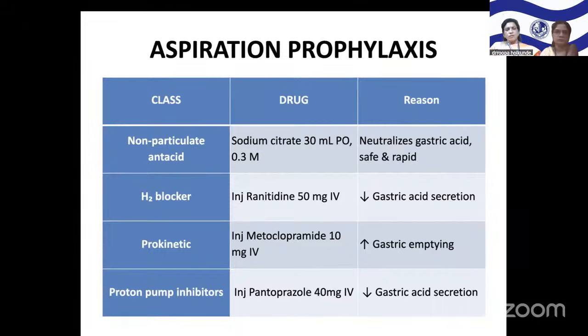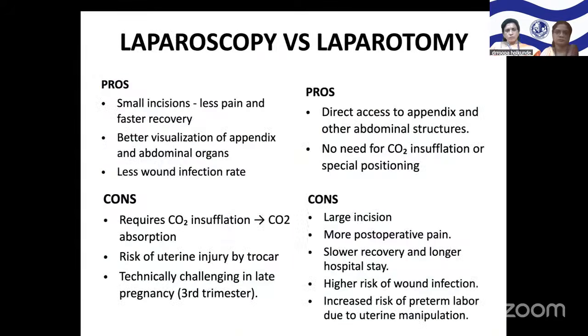Now your surgeon wants to do this case under laparoscopy, but before that you should know the merits and demerits of laparoscopy and laparotomy among the two. Laparoscopy versus laparotomy. We have seen that this patient is posted for laparoscopy. In laparoscopy, the main advantages are smaller incisions, lesser pain and faster recovery, visualization of the appendix and abdominal organs, and lesser wound infection rate. But there will be disadvantages with laparoscopy.